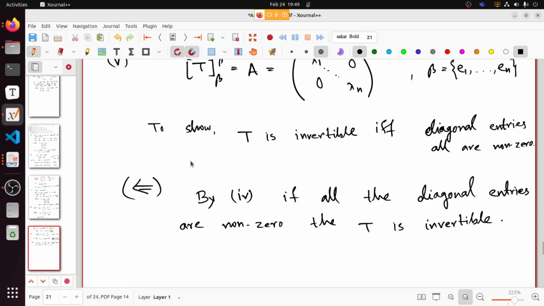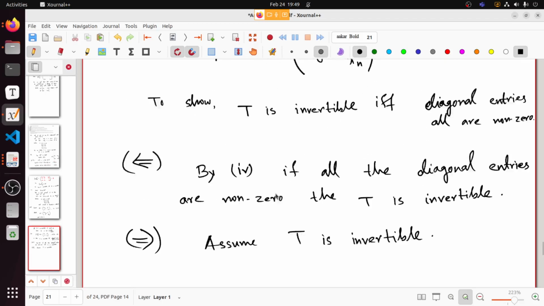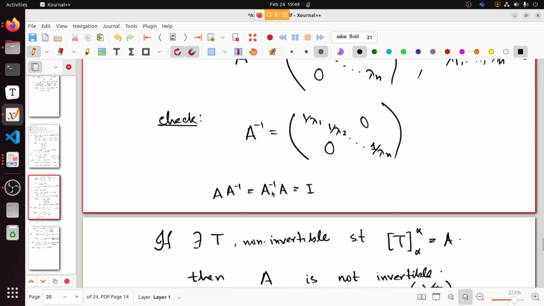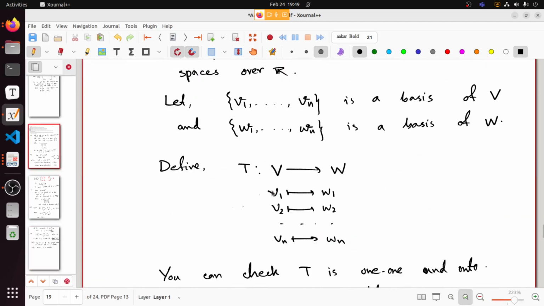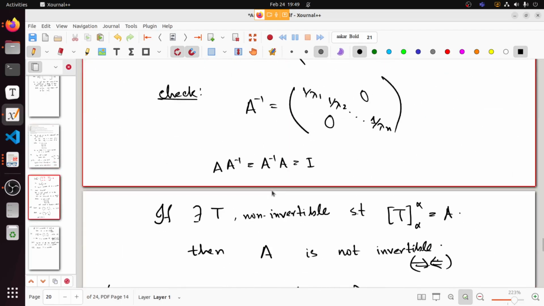Now you have to prove the forward direction. Meaning if T is invertible, then all the diagonal entries should be non-zero. So assume T is invertible. We have to prove all the diagonal entries are non-zero. So suppose, let's say, it's on R3, it's given, right? So we do not need to do it for all n. It's given in R3, so it's in R3.